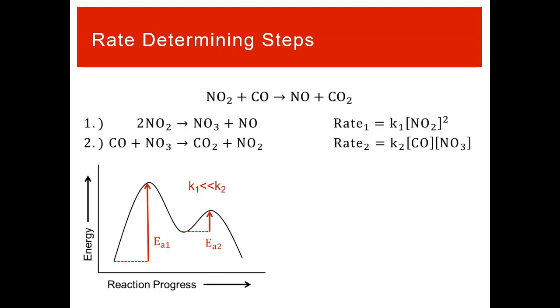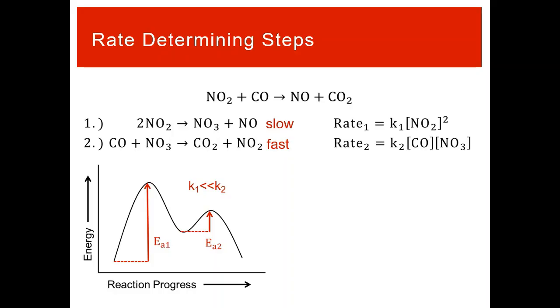What that means is that the rate constant, K1, is much lower than the rate constant for reaction 2. That K2 is going to be much higher. The K2 is much faster. So what that means is that your first step is slow and your second step is fast. Or we could also say that the first step is rate determining.